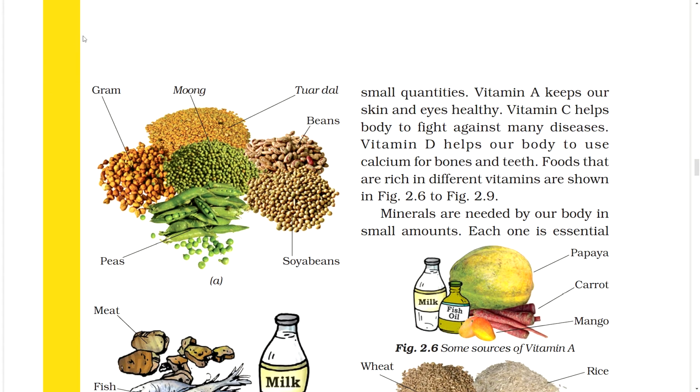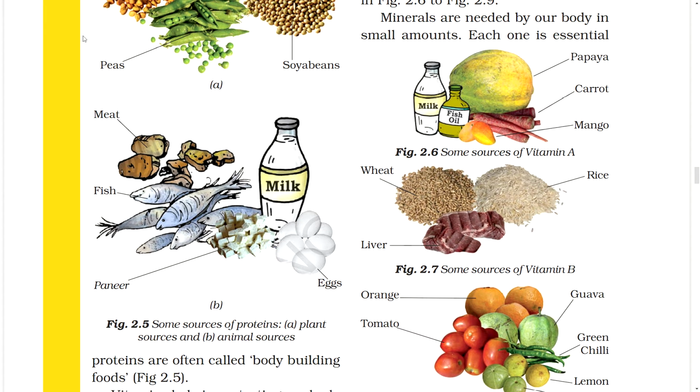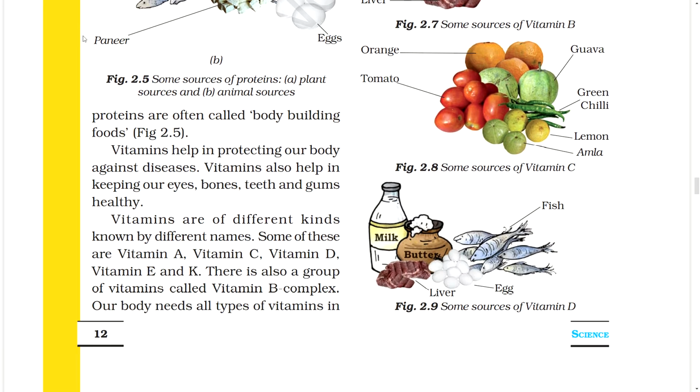Gram, moong, tur dal, beans, soybean, peas. Meat, fish, paneer, eggs. Some sources of proteins: A. Plant sources and B. Animal sources. Proteins are often called bodybuilding foods. Vitamins help in protecting our body against disease.